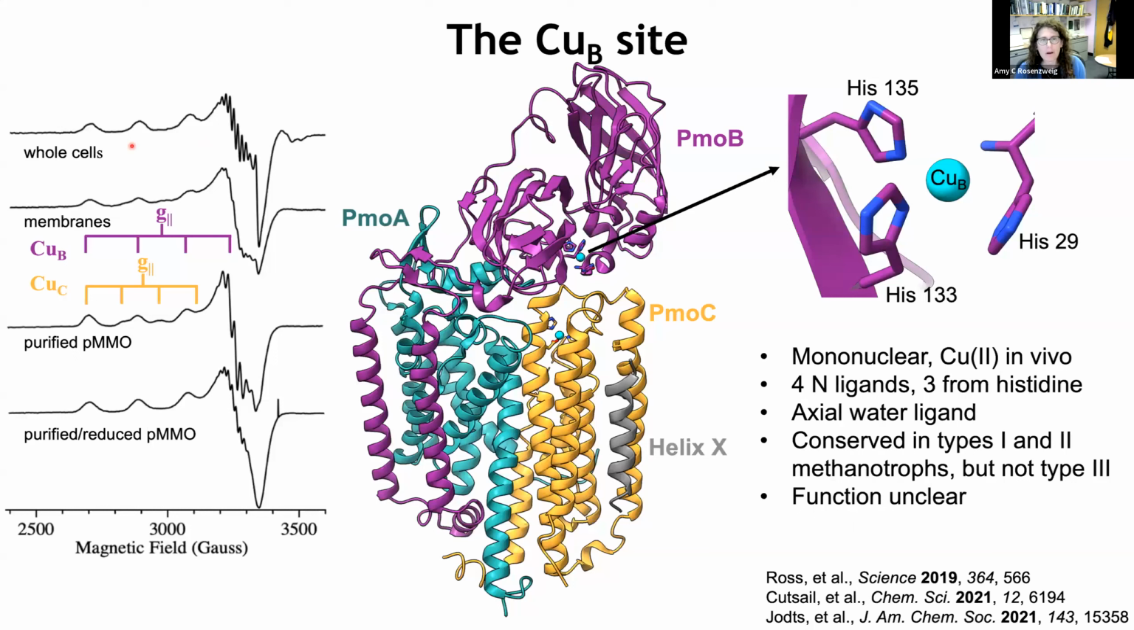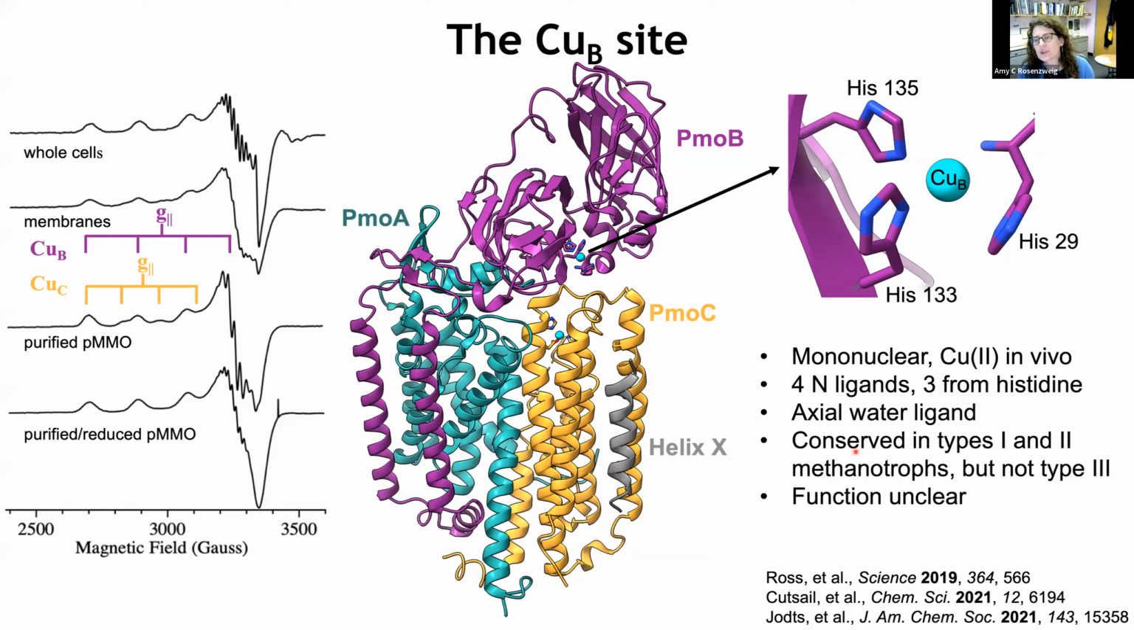So EPR detects unpaired electrons. So copper 2 is a d9 for you inorganic chemists out there. So we have an unpaired electron. Copper 1, by contrast, is d10 and not detectable. The EPR signal has these 4 bumps because of the nuclear spin of the copper. And we have a lot of corroborating EPR evidence that suggests that this signal here corresponds to this site here. We also have some data suggesting there's an axial water ligand there.